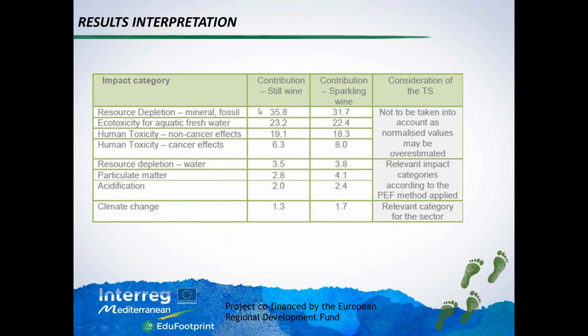Then you can see the comparison between the contribution for still wine and contribution for sparkling wine, considering these indicators: resource depletion, ecotoxicity for aquatic freshwater, human toxicity, no cancer effects, resource depletion, water, particulate matter, acidification, climate change. These are the values. And these are the considerations of the technical secretariat. So you can just make a comparison.